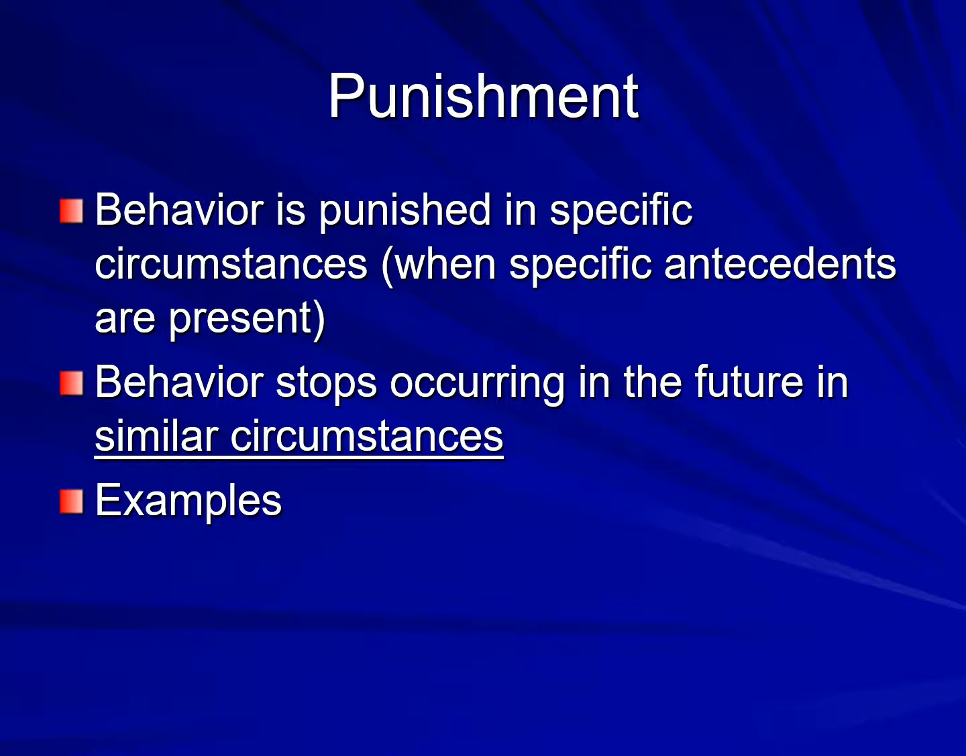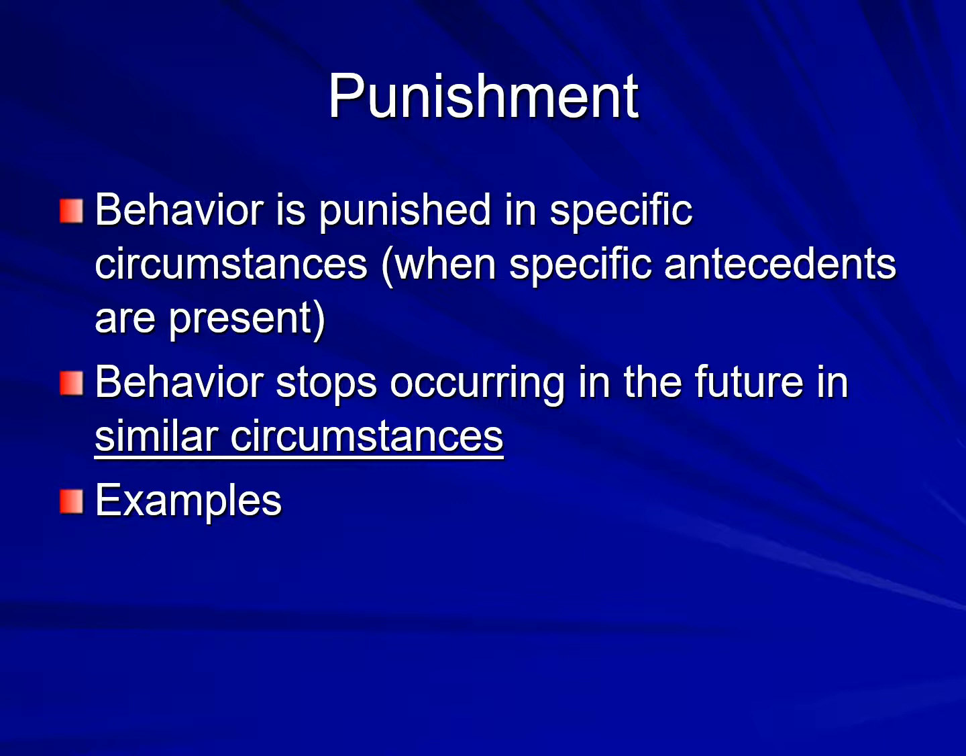Just as there are discriminative stimuli that signal that a behavior will be reinforced, there also are discriminative stimuli for punishment, and it's abbreviated by an S with a superscript P for punishment. So that means it's a discriminative stimulus for punishment. Now this is different from an S delta. An S delta is a cue or stimulus that signals that a behavior will not result in reinforcement. An SP means that the behavior will actually result in punishment.